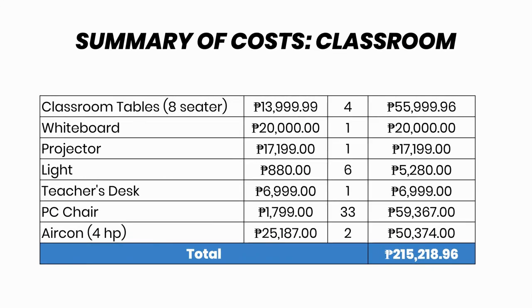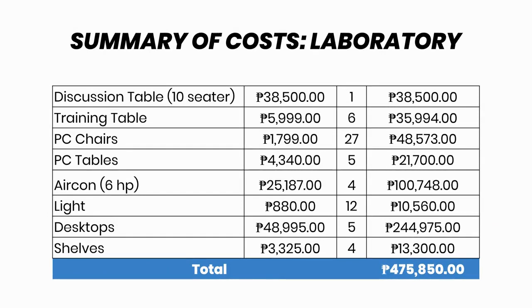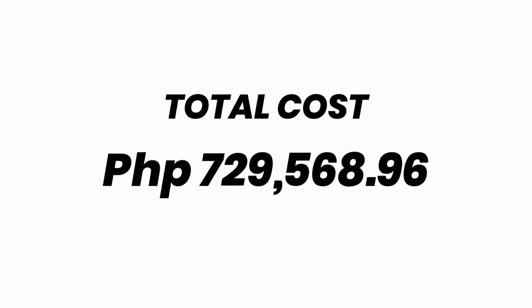Here are the summary of costs for the classroom, totaling 215,218 pesos and 96 centavos. Meanwhile, for the summary of costs for the laboratory, we have a total of 475,850 pesos. Adding the costs up, we can see that the cost is well within the 3 million peso budget. Thus, we have successfully planned the classroom and laboratory for IE students taking up facilities planning.